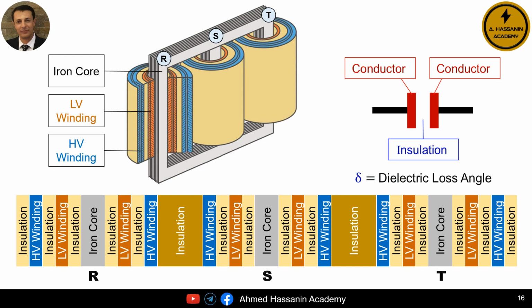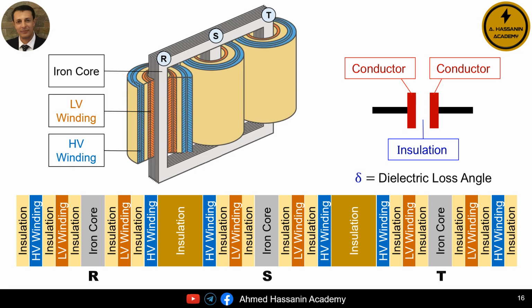I mentioned earlier that the transformer closely resembles a capacitor because between any two conductors there is insulation. And of course, everyone knows that the capacitance of a capacitor depends on the type of insulating material and the physical dimensions. From this, we understand that any changes that may occur in the insulating material will certainly cause changes in the capacitance value of the capacitor.